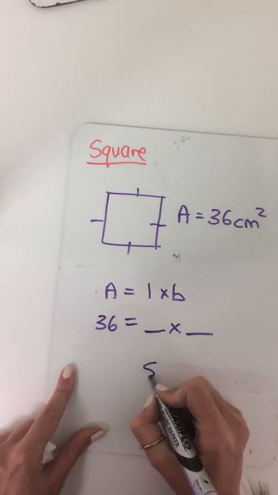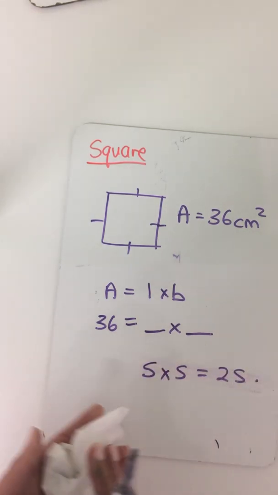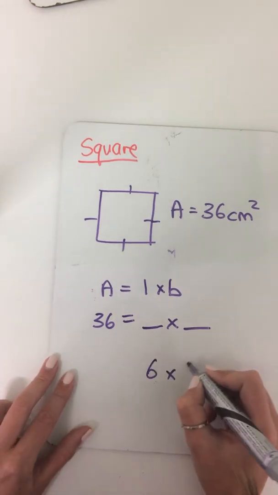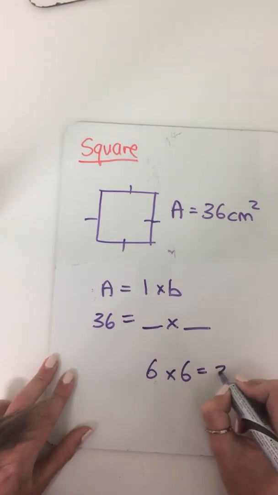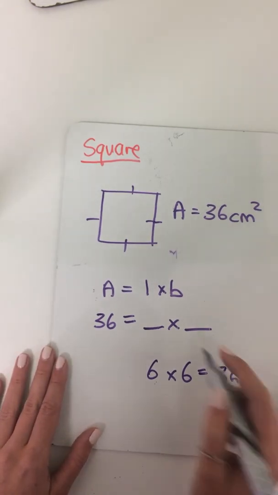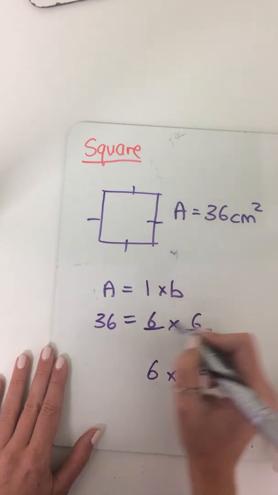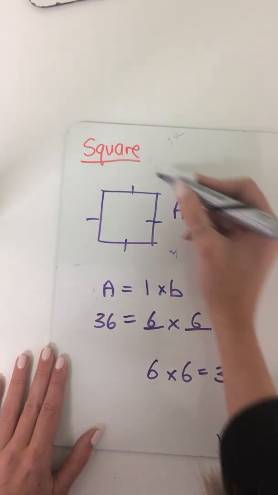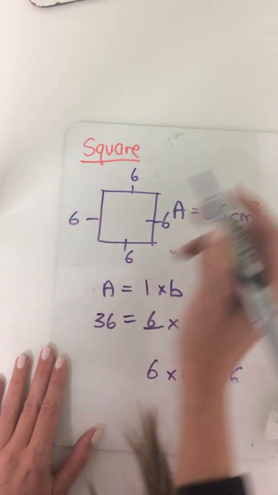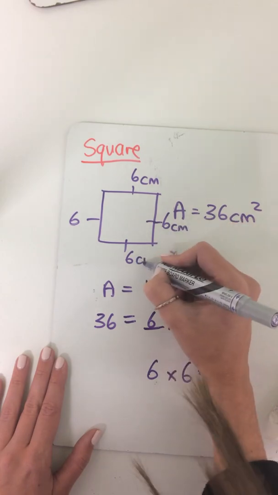What about 5 times 5? 5 times 5 is 25. That does not equal 36, so that can't be right. Let's try 6 times 6. 6 times 6 is equal to 36. So then I have my answer. If I multiply 6 by itself, I'm going to get 36. So that means that this side is 6, this side is 6, this side is 6, and that side is 6. They are all 6 centimeters long.